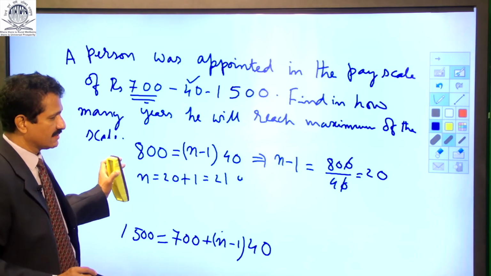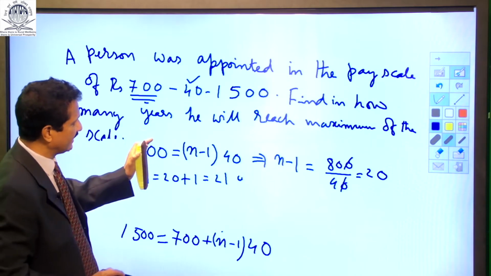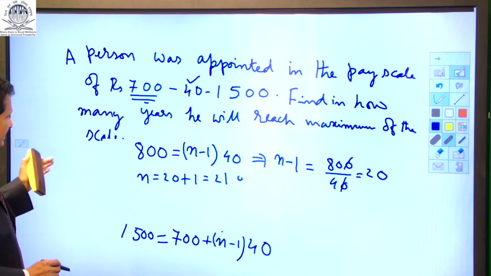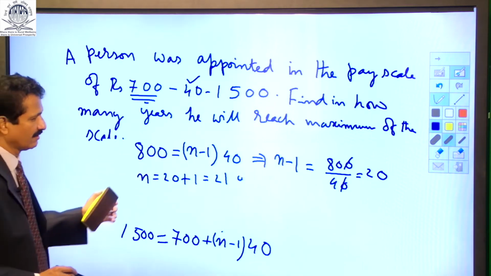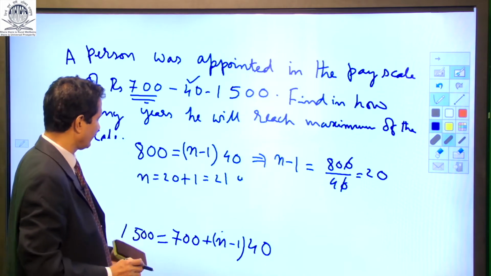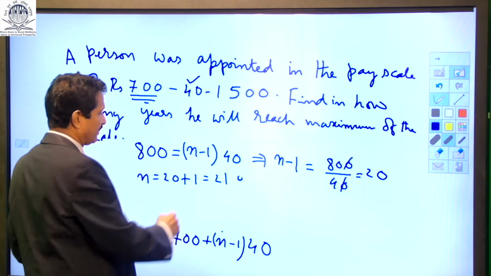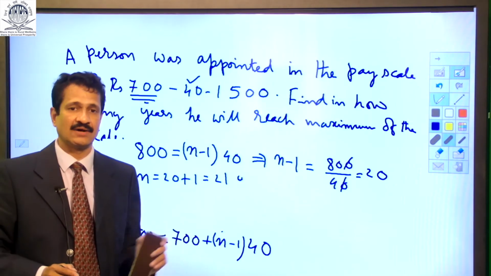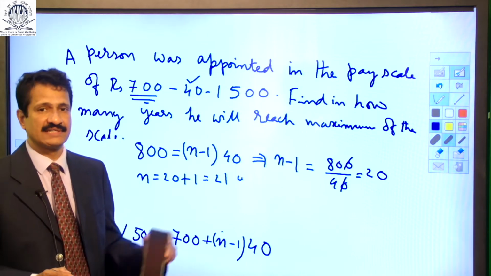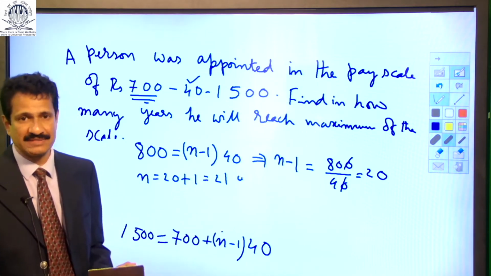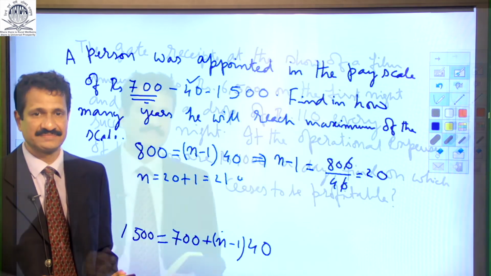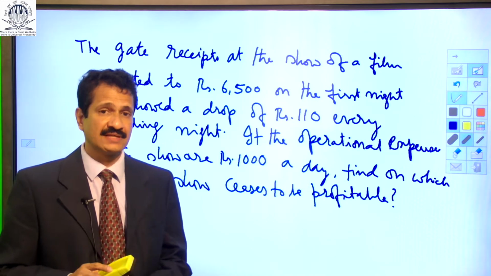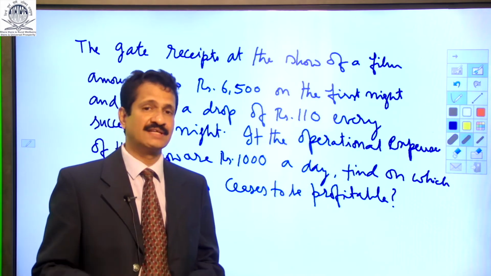So hence he will reach the maximum of the scale in 21 years, because his pay in the 21st year will be A plus 20D, that is the 21st term. So he will be reaching his salary of 1500 after 21 years. So this is how we apply arithmetic progressions to salary type problems. Now let us go to the next problem. So now we are typically solving the applications of arithmetic progressions applied to the various management fields. Let us see another problem now.